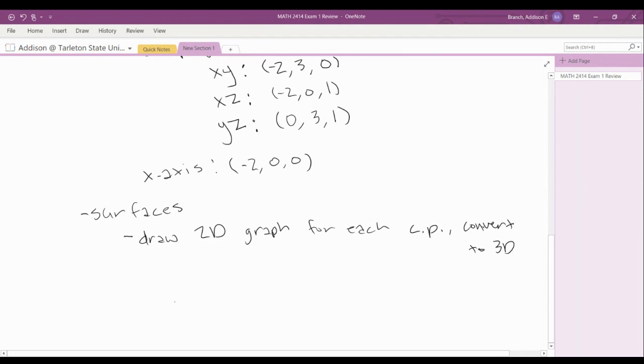Now when we have to actually describe a surface, some good details to include are: is it parallel or perpendicular to a coordinate plane or to an axis, or some sort of reference for the direction? What is the shape?